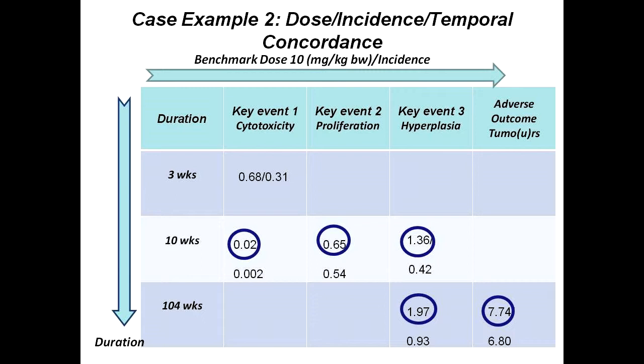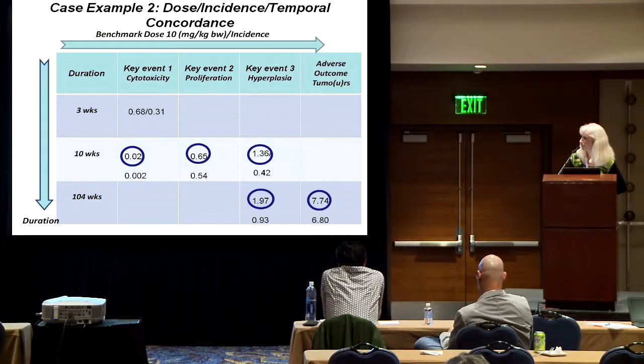For example, this is a template that was commonly used in mode of action analysis, where you've lined up the incidence and temporal concordance. Essentially what we're illustrating here is we're looking at benchmark doses for different key events, and we're expecting to see this kind of pattern, that in fact they will increase through the key events, and of course they will also increase over time.